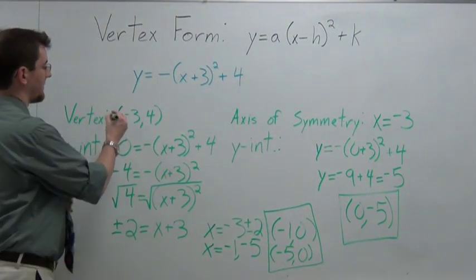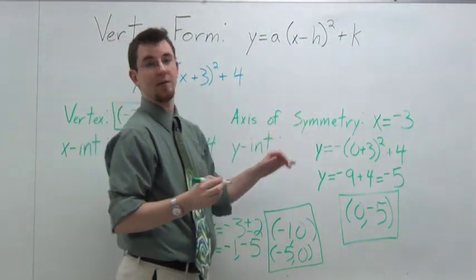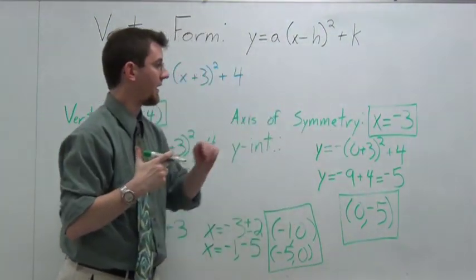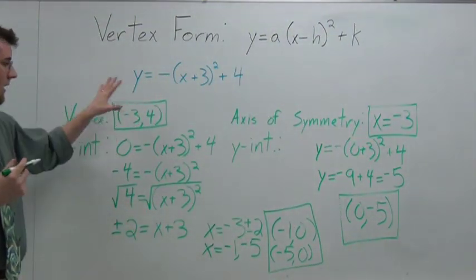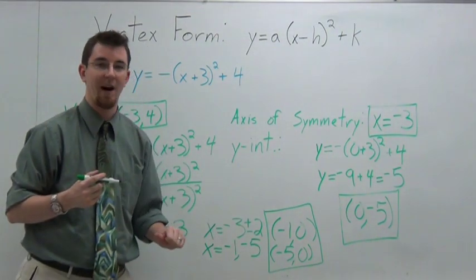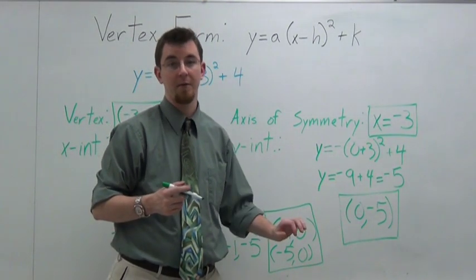So again here I got my vertex is negative 3, 4. My axis of symmetry, written as a line, important there, x equals negative 3. I solved using the square root method, ended up getting my x-intercepts of negative 1 and negative 5. And then I solved for my y-intercept and got it at 0, negative 5.